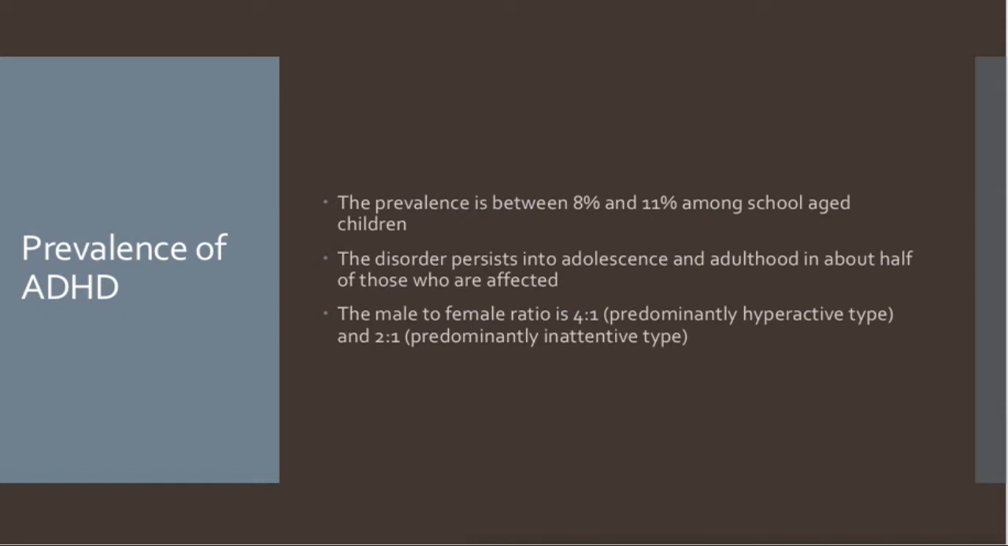The prevalence of ADHD, again, is between 8 and 11% among school-age children. The disorder persists into adolescence and adulthood in about half of those who are affected, so about 50% of people suffering from ADHD will have symptoms that continue into adulthood. The male to female ratio is approximately 4 to 1 for the predominantly hyperactive type, and 2 to 1 for the predominantly inattentive type. So the male to female ratio is always greater, but it's much greater in the predominantly hyperactive type than in the predominantly inattentive type.